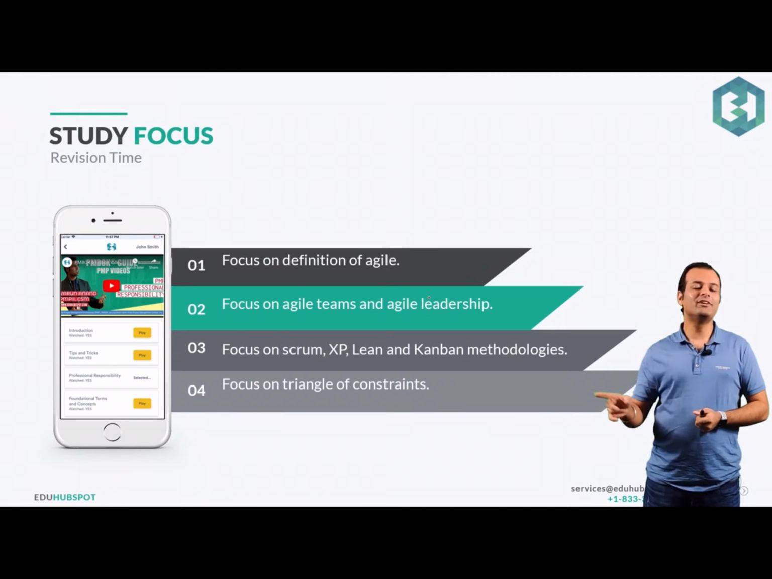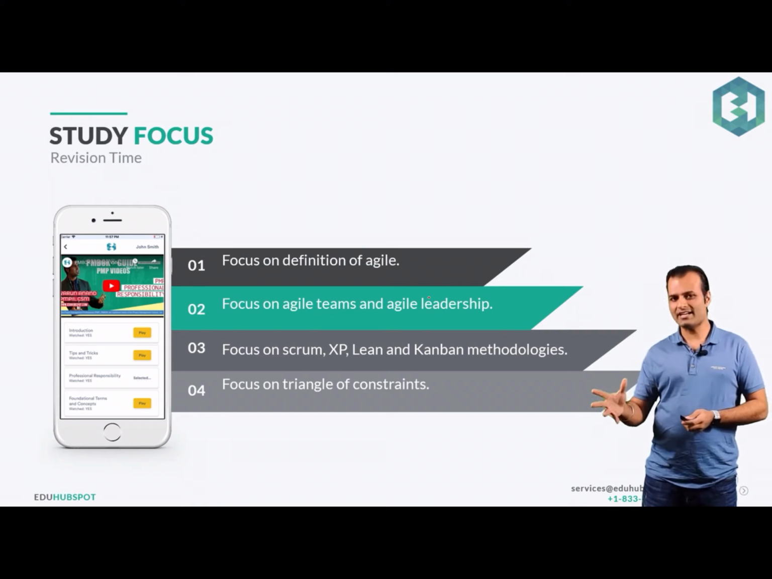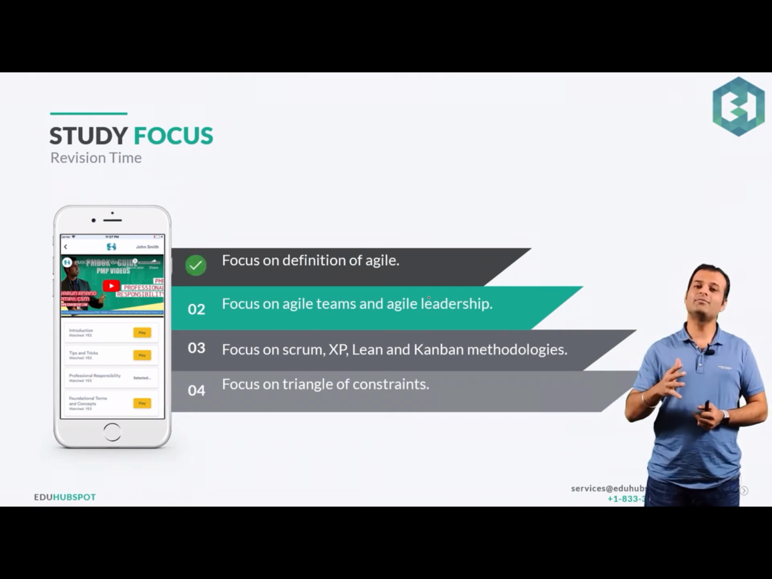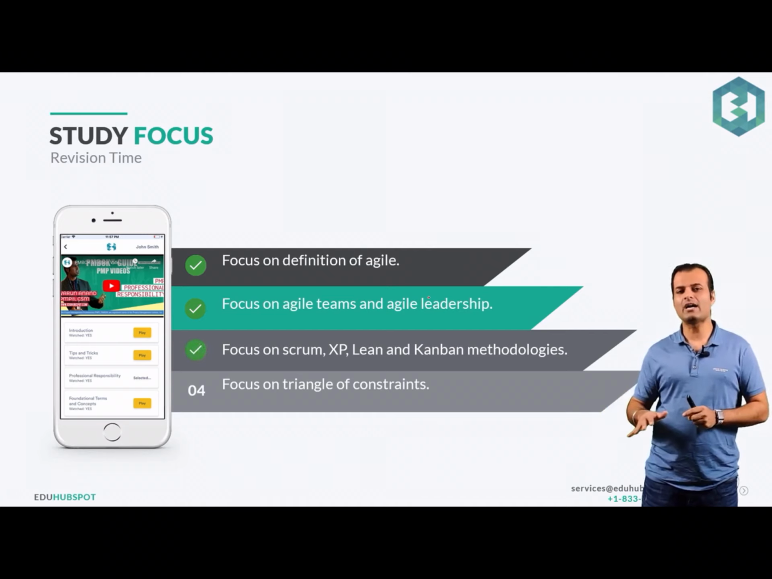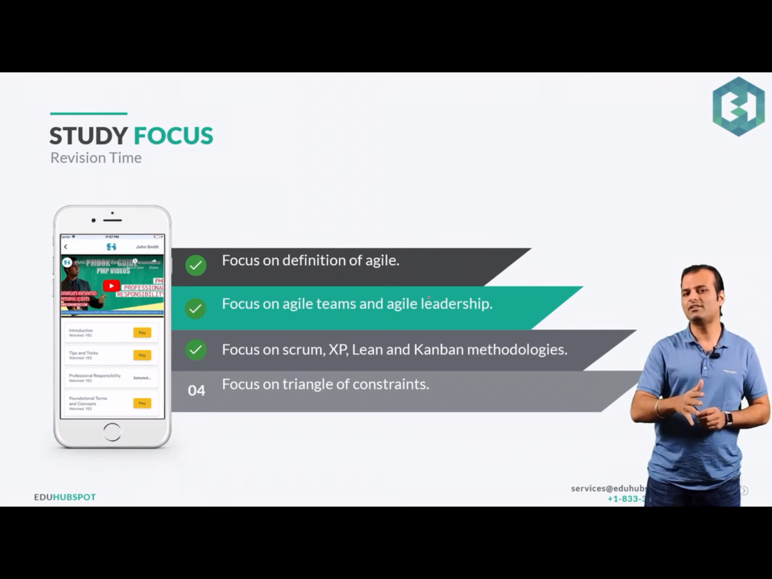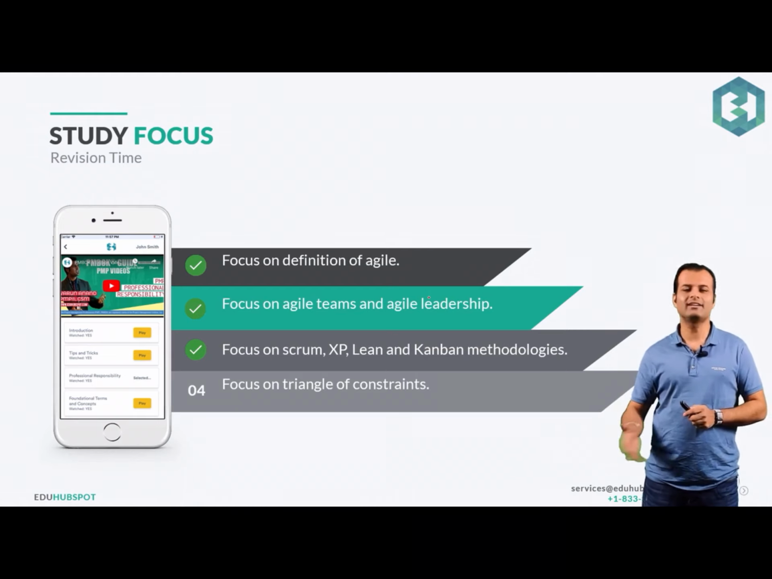So let's see, what did we discuss? We focused on Agile, the definition of Agile. We talked about the Agile teams and the leadership, the adaptive and servant. We talked about the very basic Scrum, XP, Lean and Kanban methodologies. And finally, we also focused on the Agile iron triangle, the traditional triangle and stuff.